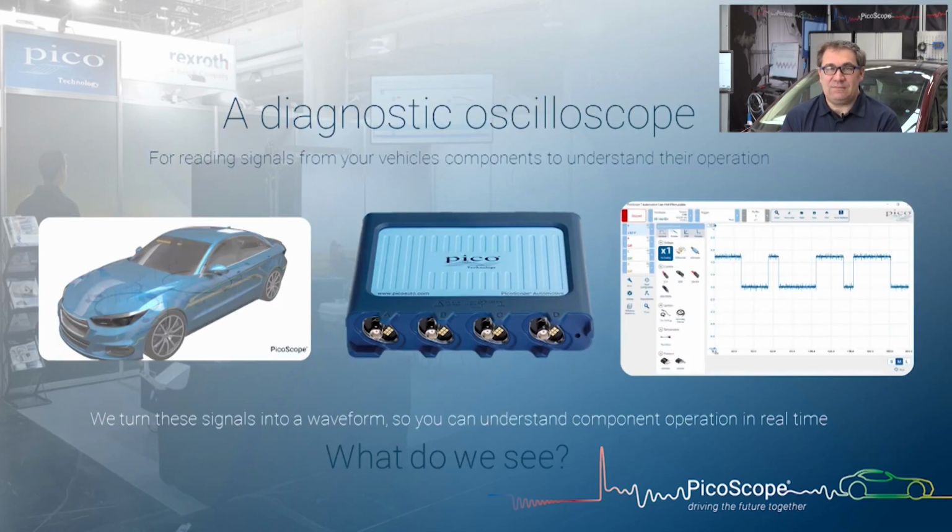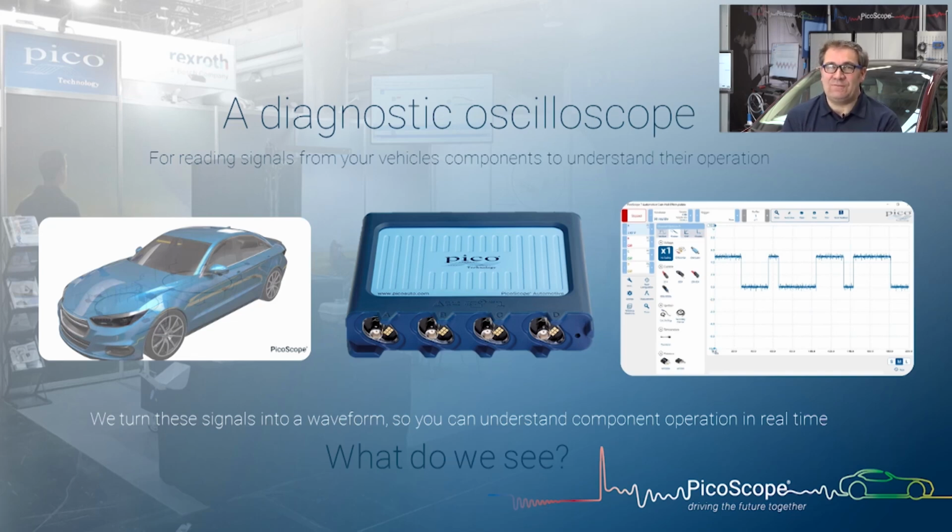Before we get to that, in terms of trying to understand what a diagnostic oscilloscope is, we can connect to any component on a vehicle, so anything with a wire, we would say, we pass it through that interface box. So this is the latest model PicoScope, that's our 4425A model, and we turn that into our waveform.